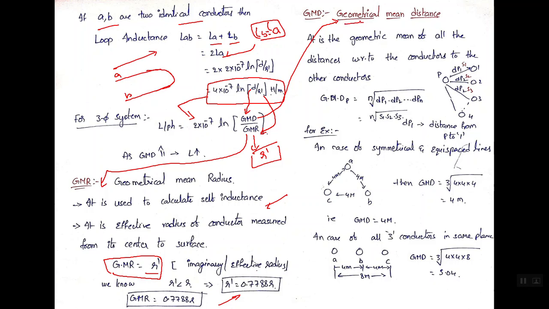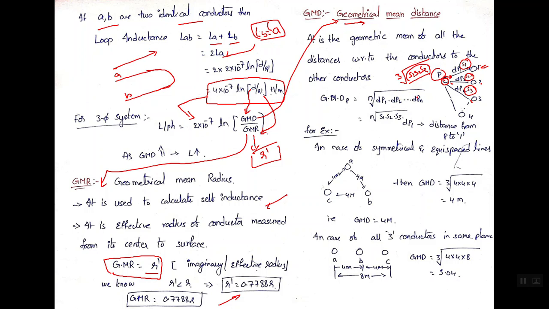Here what is this GMD? Geometrical mean distance. For example, if you take the P conductor, this is the geometrical mean of the distance between P to conductor 1, P to conductor 2, P to conductor 3, and P to conductor 4, and so on. For example, if you take three conductors 1, 2, 3, then the distances will be S1, S2, S3. That is the cube root of the distance between P to 1, let us take S1, P to 2, let us take S2, and P to 3, let us take S3. Then it is S1, S2, S3. That means the geometrical mean of the distances from the conductor.